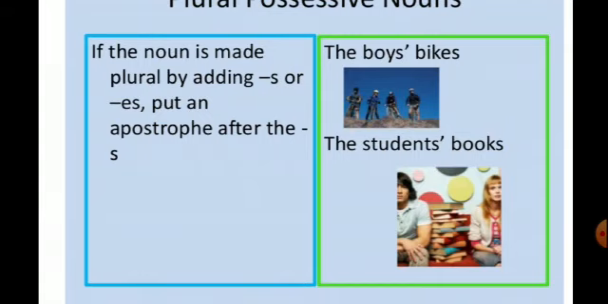So it's not only one boy. I have the boys' bikes, the bikes that belong to the boys. After the plural of boy, which is boys, I put the apostrophe after the S, because it's called a plural possessive noun.